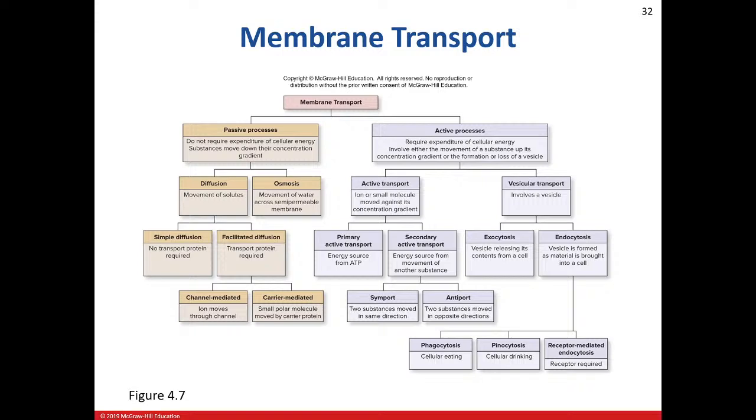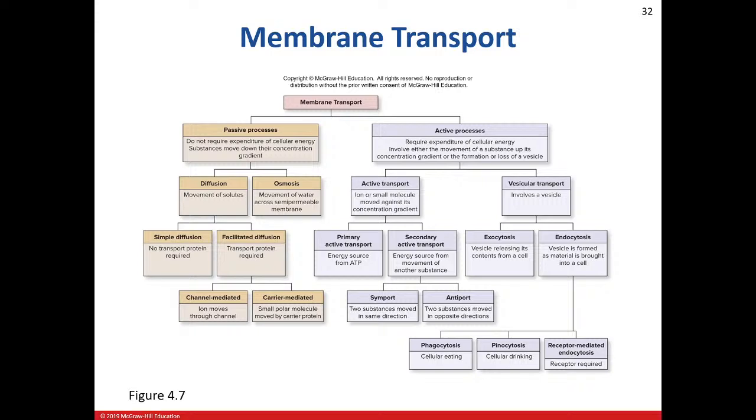Endocytosis looks like the exact opposite process, where there's something big outside the cell we want to bring in, and then we form a vesicle around that thing and then bring the vesicle into the cell. All right, and then endocytosis can be further broken down into phagocytosis, which literally means cell eating.